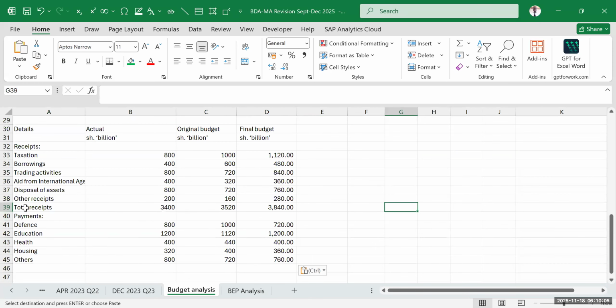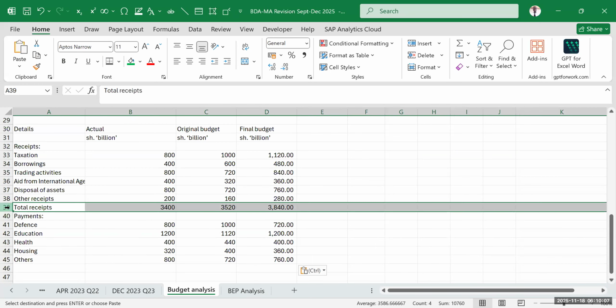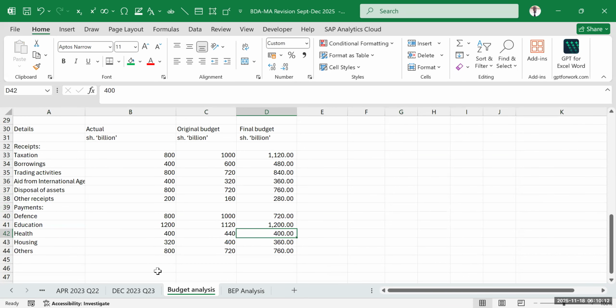Then what do I do? I do away with the totals. I don't need the totals. I'm using Control minus to remove the row that I don't need, or the column I don't need.